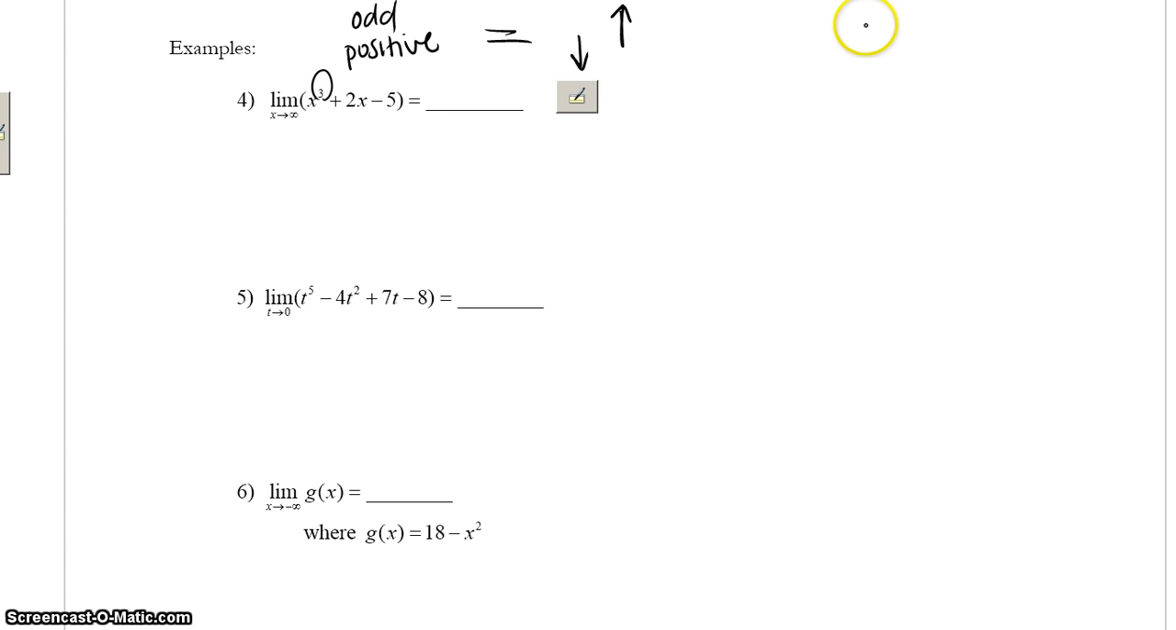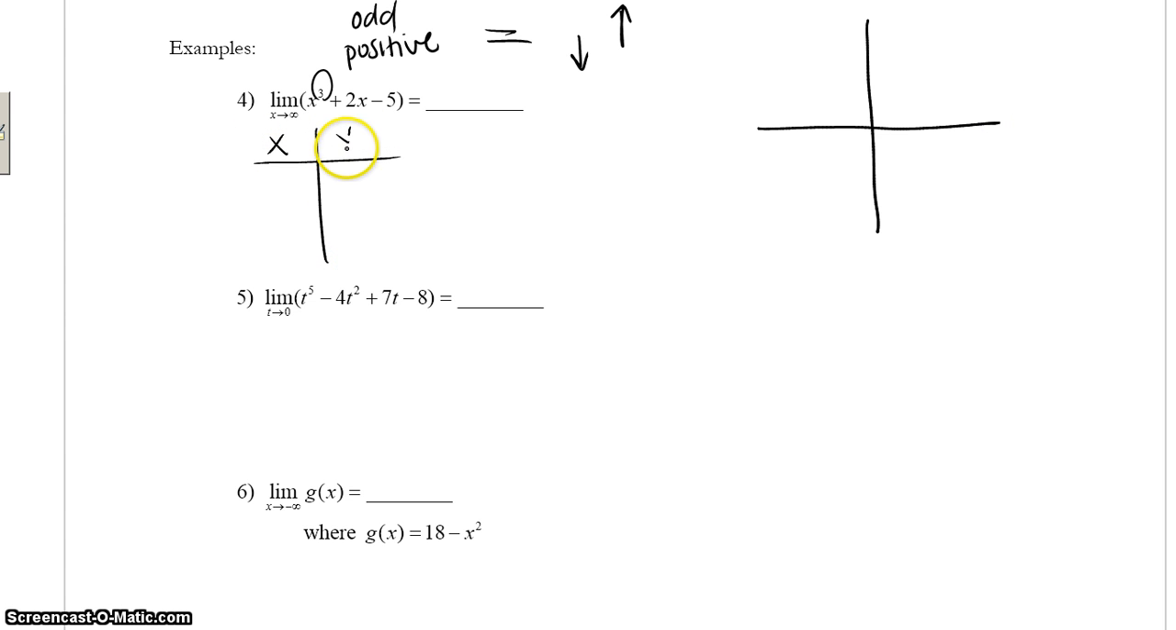So let's just make a little table and let's draw out our graph just to have an idea of what it might look like. So if we use points like, let's use 0. If we use 0, our y is negative 5. So we've got 1, 2, 3, 4, 5. We've got a point here. And we've got another point.